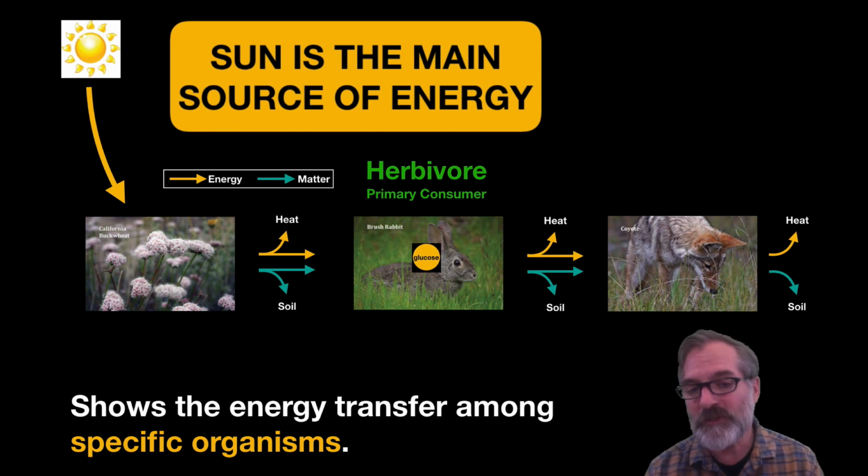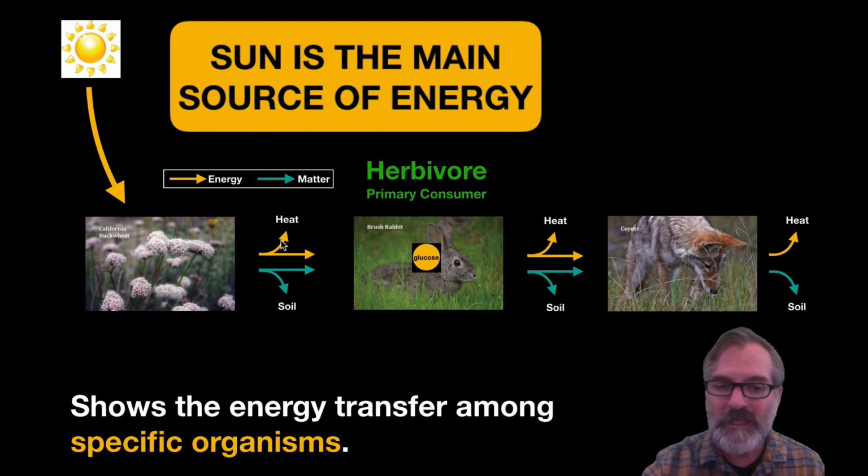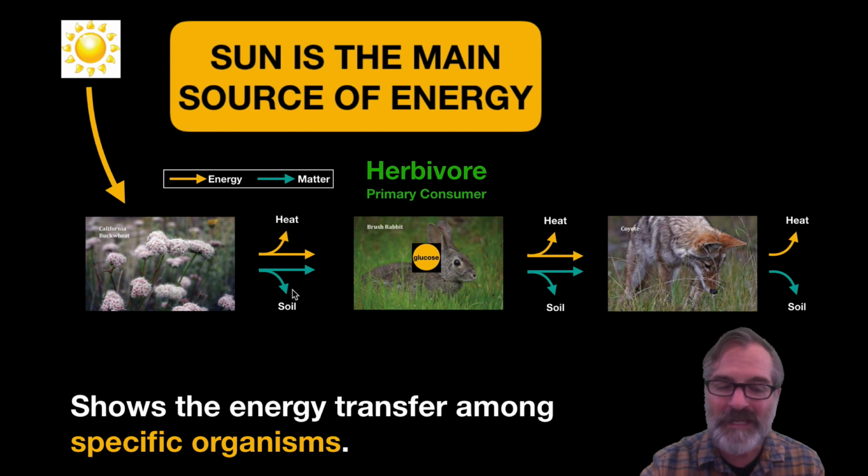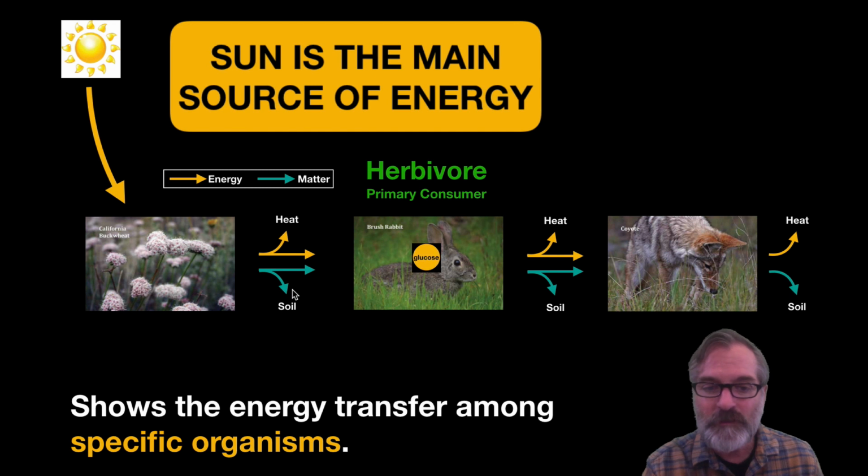Now, not all of it's transferred. Again, some of the energy is lost as heat. And also some of the matter is lost through maybe shedding some of its hair or its excretory system, where it goes to the bathroom, scat, right? So some of that's going to go into the soil and some of the energy is going to be lost as heat. But the energy, once it eats that plant, is going to be transferred there.